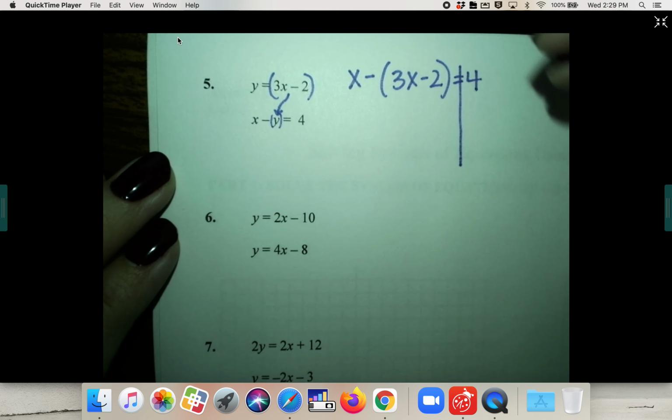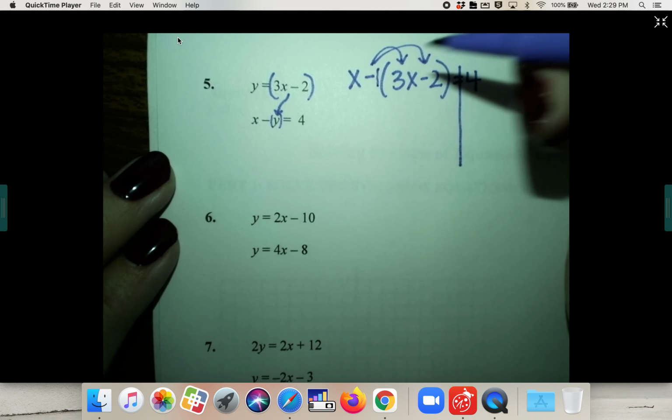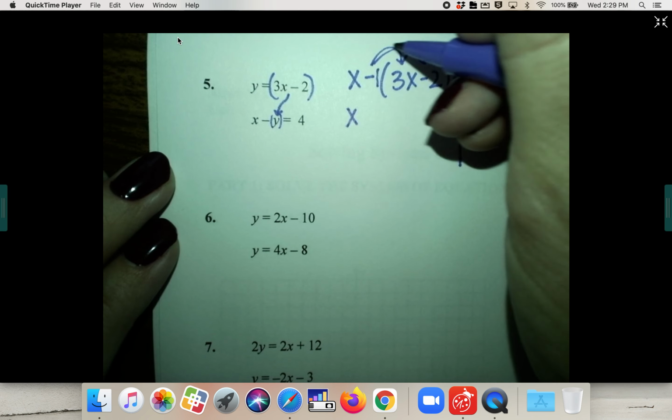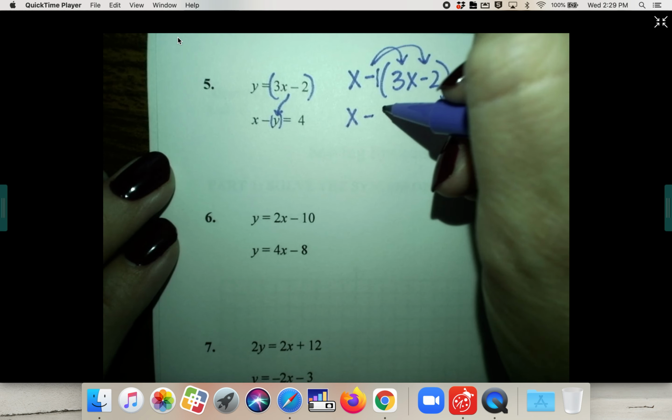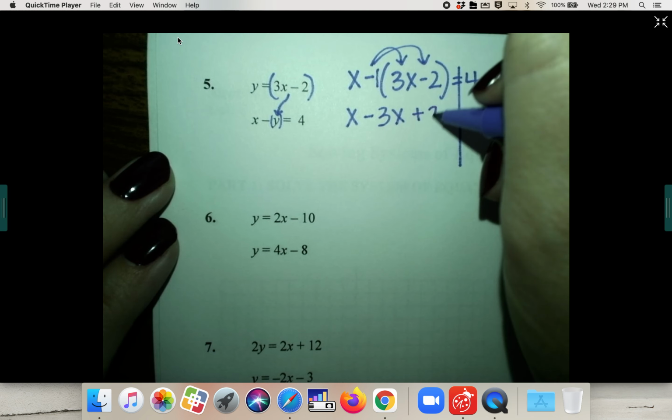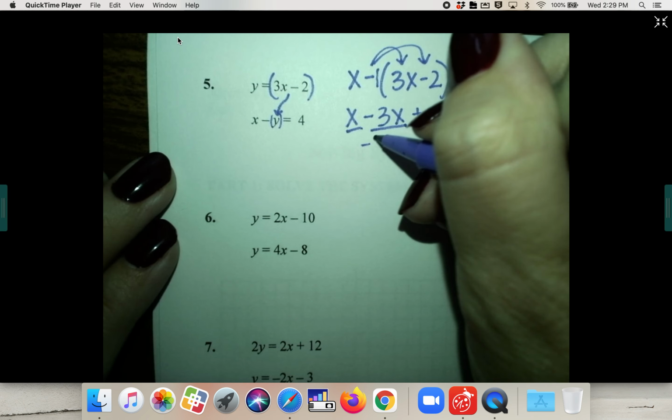All right, and I'm just going to solve it. So distribute your negative. That is a hidden invisible negative 1 if that helps you distribute it. So I'll just bring down the x for now. Negative 1 times 3x is negative 3x. Negative 1 times negative 2 is positive 2. And I'm going to combine my like terms. X minus 3x is negative 2x.